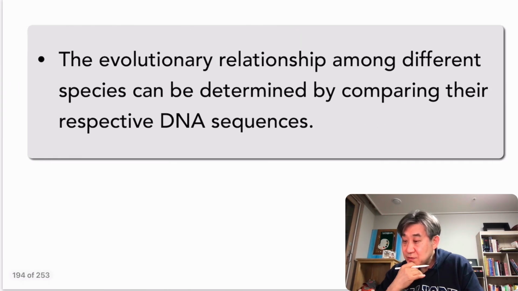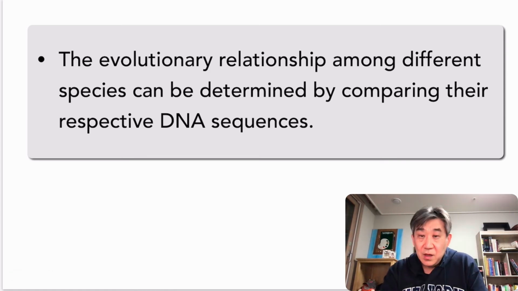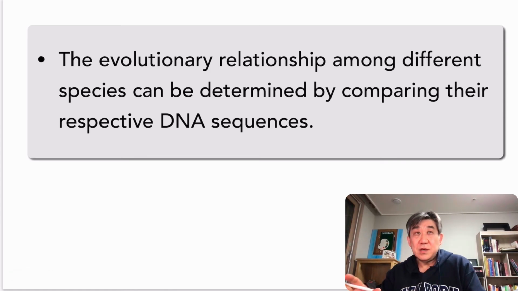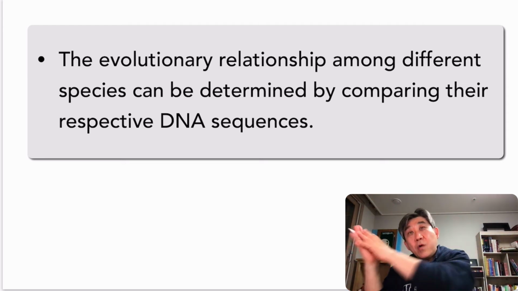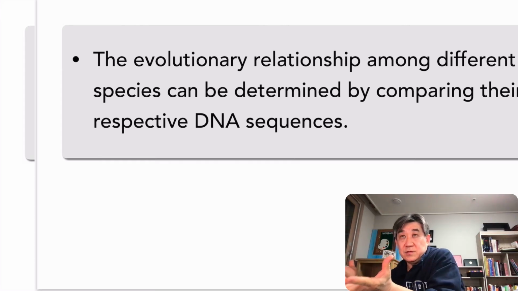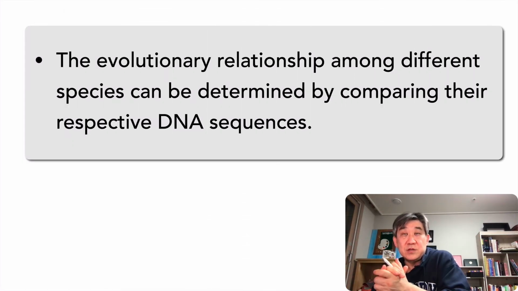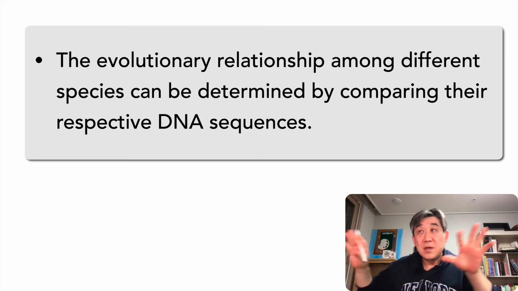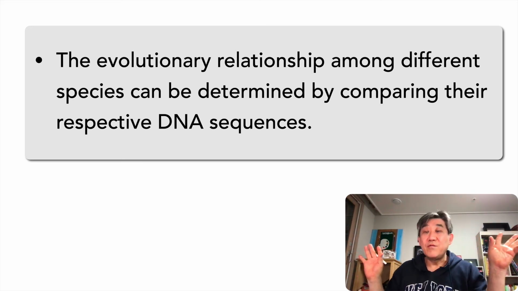Why? Because the DNA sequence difference among different individuals is highly correlated, proportional to their evolutionary distance. The more the sequence variation, the bigger the sequence differences, then that means they are more distantly related.